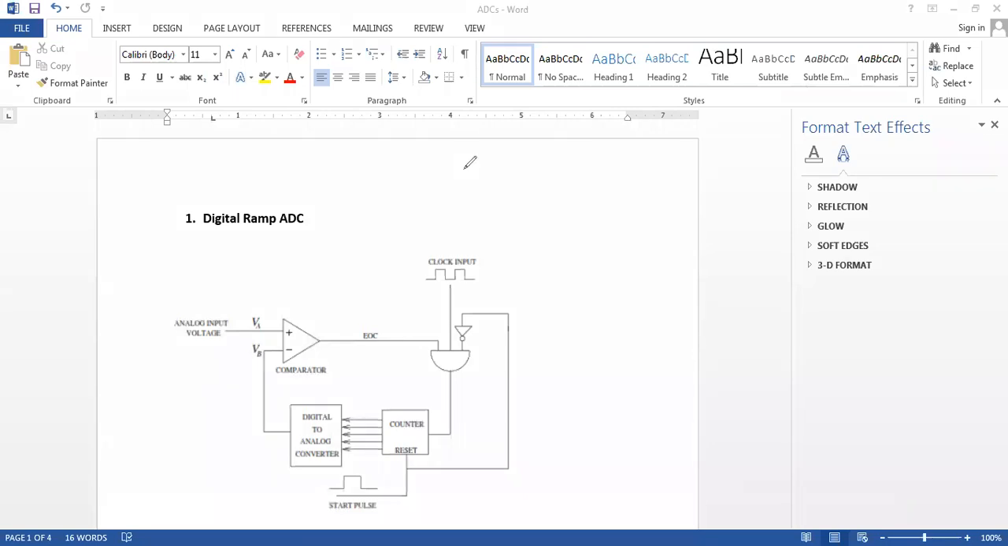Basically, analog to digital converters are devices that will be able to take up an analog input voltage and produce a digital output code, which represents the analog input. And therefore, the device is able to take up an analog input voltage and convert it into a digital output code that is a representation of the analog signal.